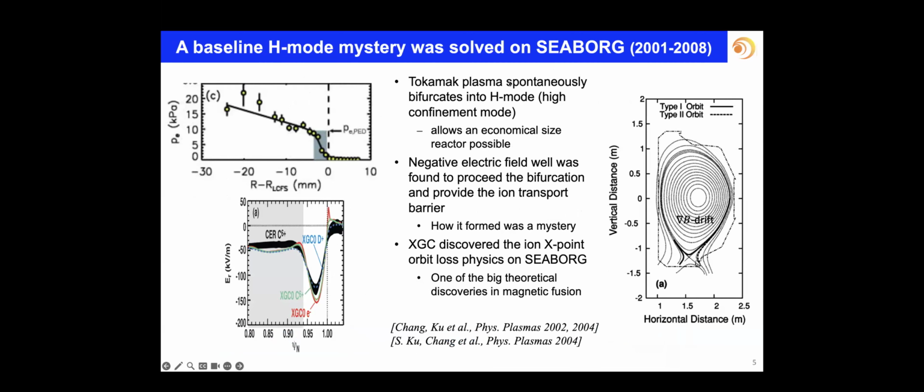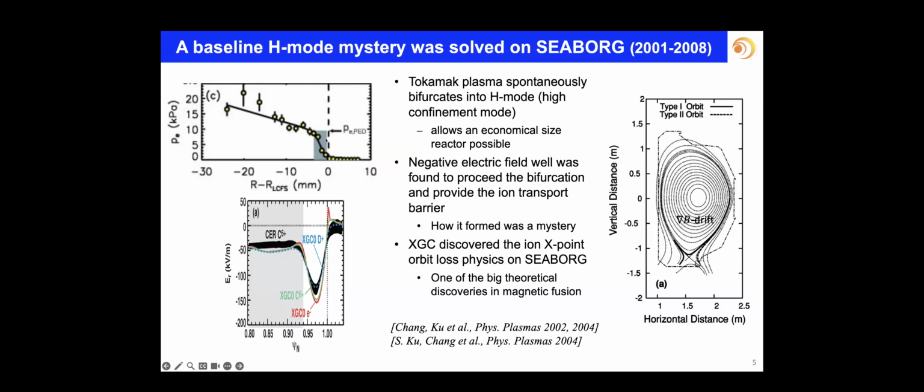Tokamak plasma spontaneously bifurcates into H-mode. We call it high confinement mode. On the left-hand side, we can see the edge, what we call the magnetic separatrix. On the right-hand side, you can see the magnetic separatrix. Inside is the confined plasma. Outside is the unconfined plasma. Magnetic field lines actually touch the wall.